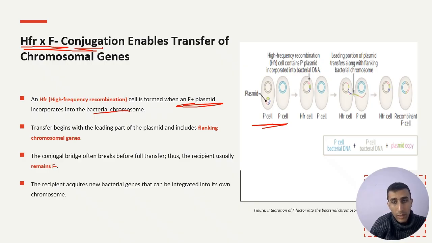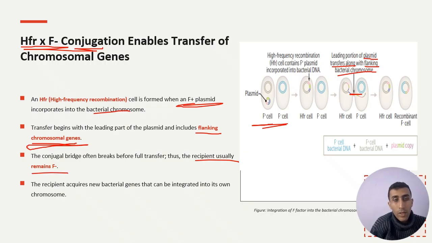And also we've got the sex pili and the bridge, like what happened in our previous F positive, F negative conjugation. But the first difference here is that we've got the plasmid, which is going to be transferred along with flanking bacterial chromosome. So this is the main difference. There are flanking chromosomal genes that are transferred with the plasmid, and the conjugal bridge often breaks before full transfer, so the recipient usually remains F negative.